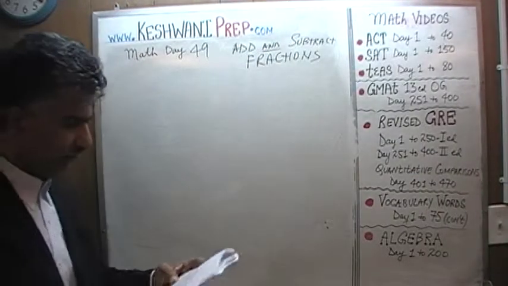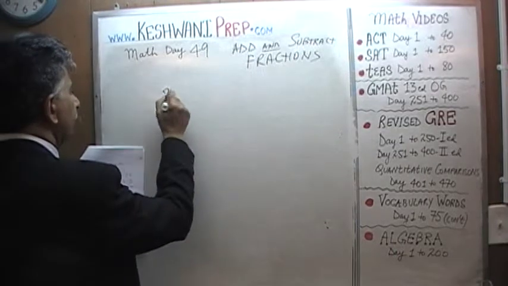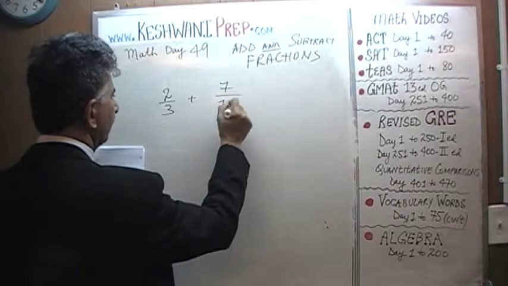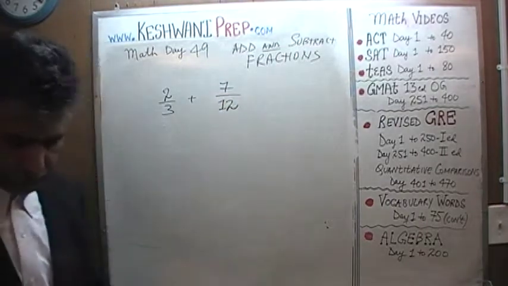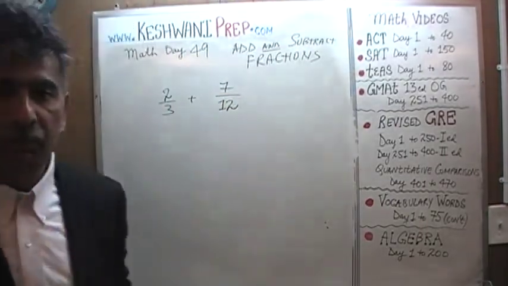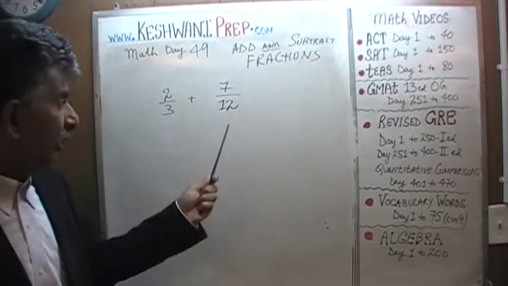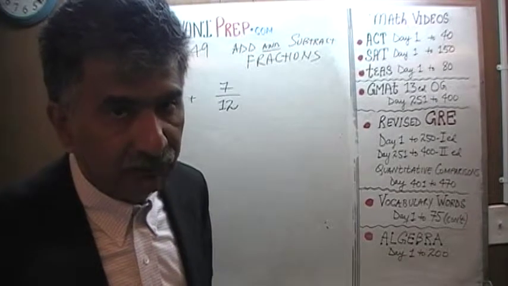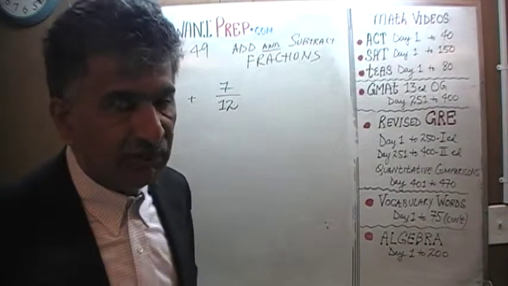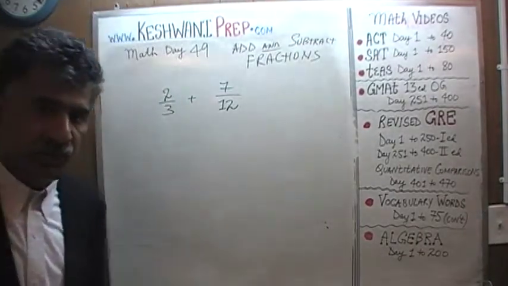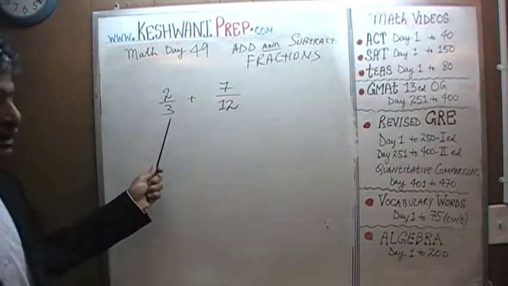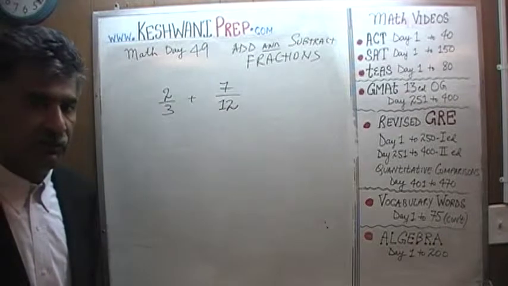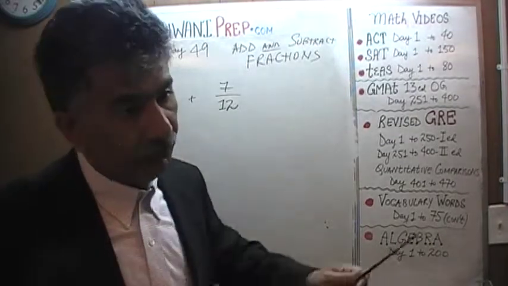Number 2 is 2/3 plus 7/12. Now here, the least common denominator that we'll find happens to be right there. 12 is the smallest number that you're going to find. The least common denominator actually means the lowest possible number that is evenly divisible by both 3 and 12. The smallest number that is divisible by both 3 and 12 is 12.